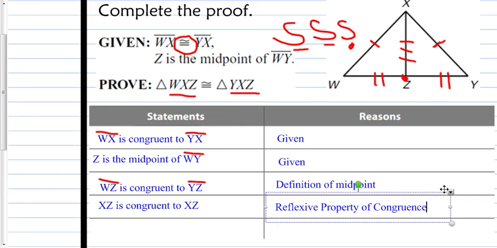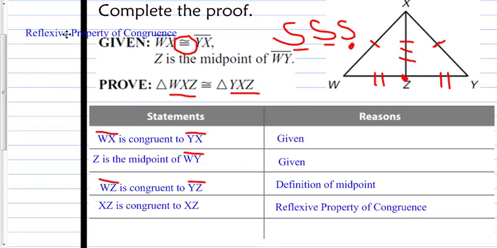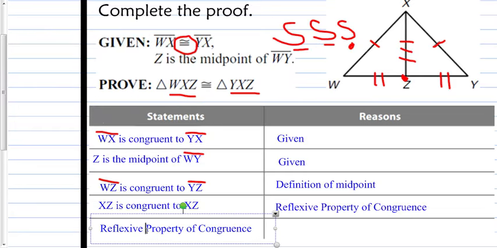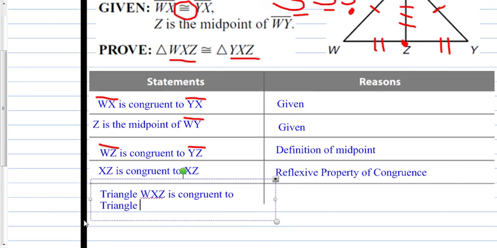Okay, so now looking at these, how can I prove these two triangles congruent? Is there enough information? Yes, there certainly is. I can say that they are congruent. Triangle WXZ is congruent to triangle YXZ. And again, you guys can use the shortcut triangle symbols if you want to. Since I'm on the computer, I'm writing out the word, okay?